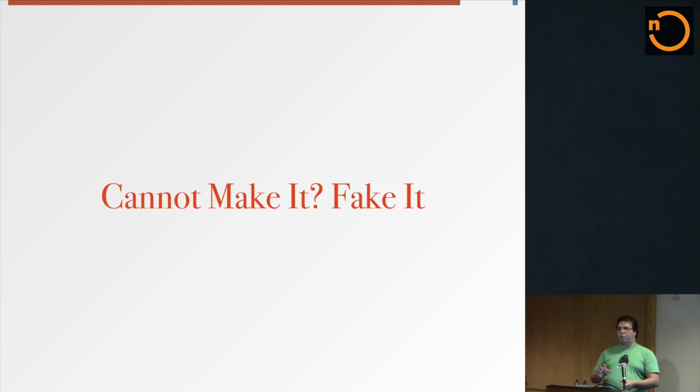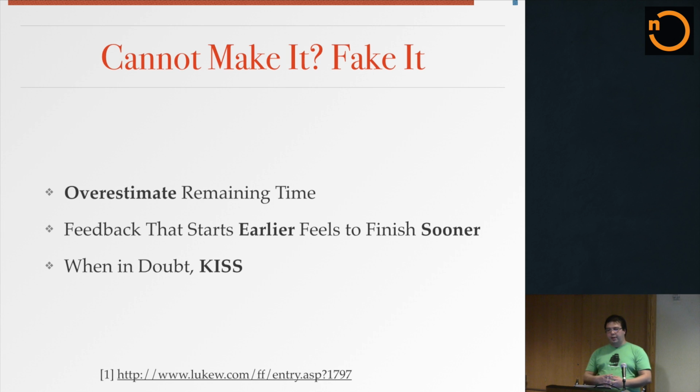If you cannot make something faster, you can always make it appear faster, and there are ways of doing it. One of them is overestimating the remaining time. If your application says it has 15 seconds to download, and the app downloads in 5 seconds, the user feels like, yeah, it's really fast. But if it says it has a shorter time to download, but it takes even longer, then the user will feel like it's really slow. And also, feedback that starts earlier feels sooner.